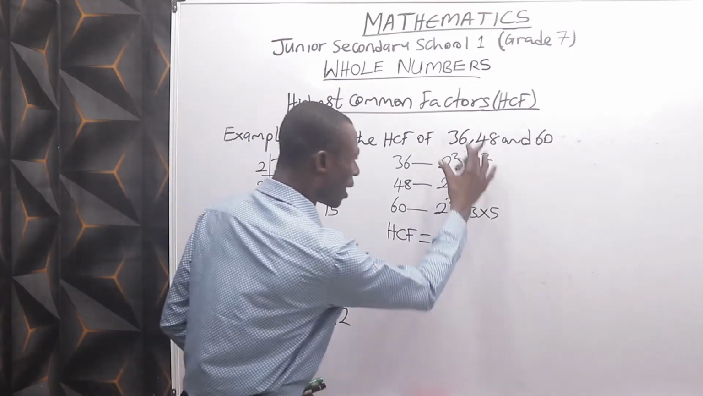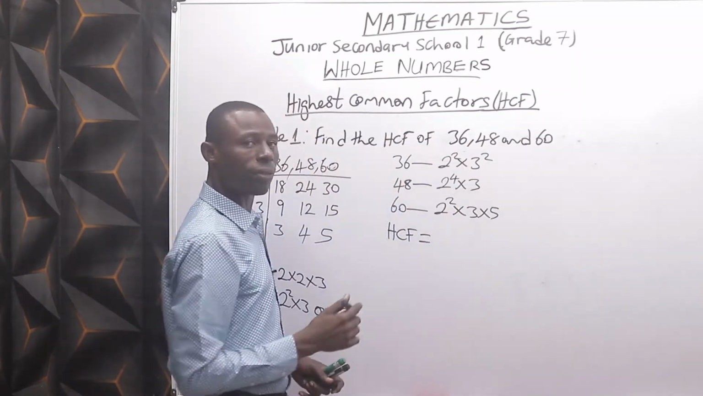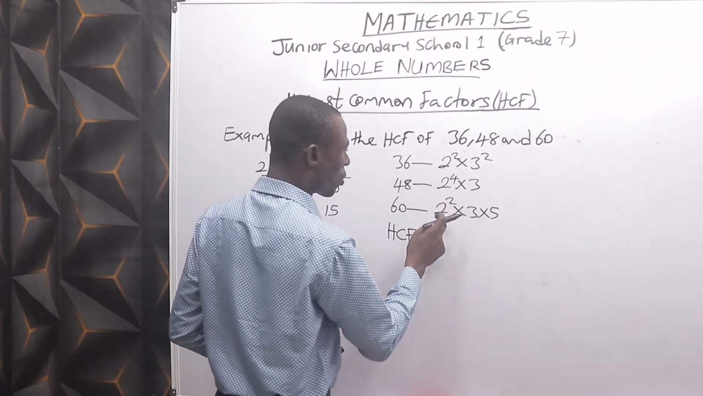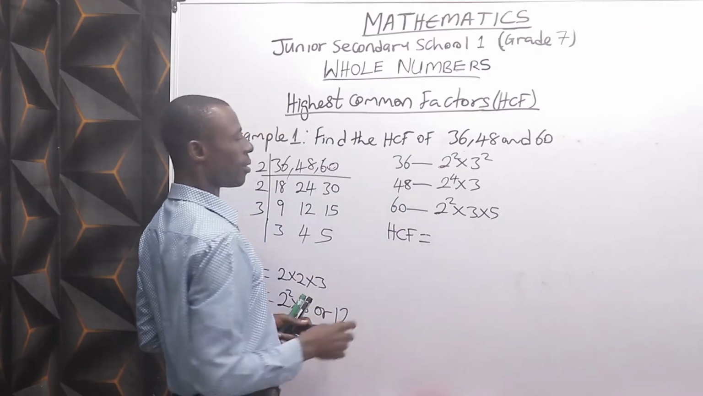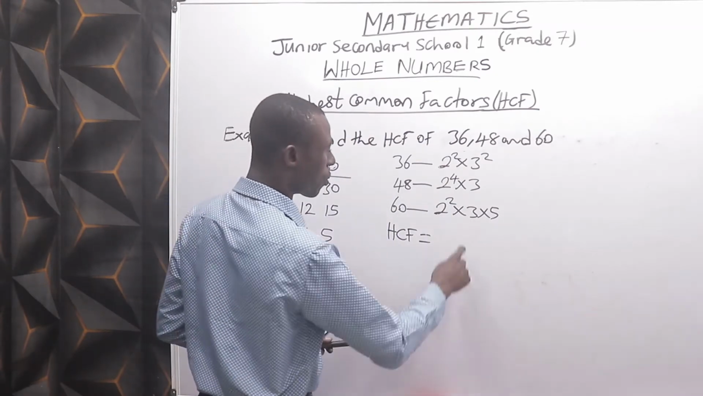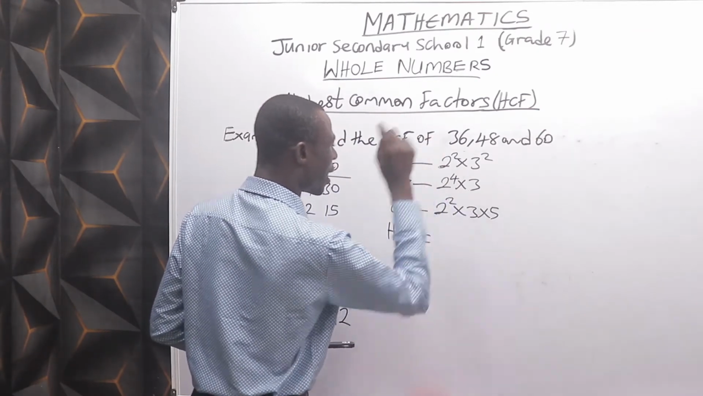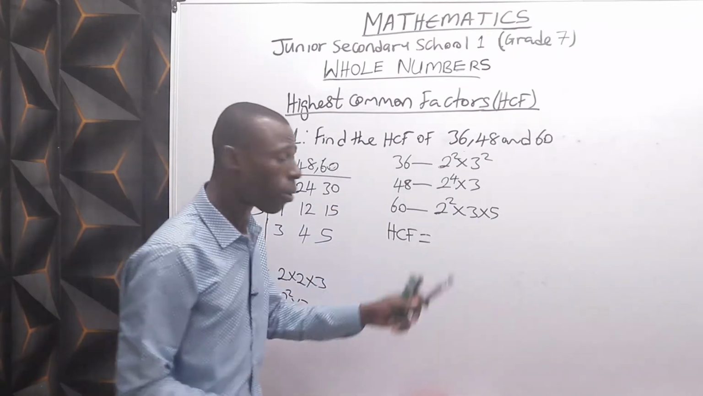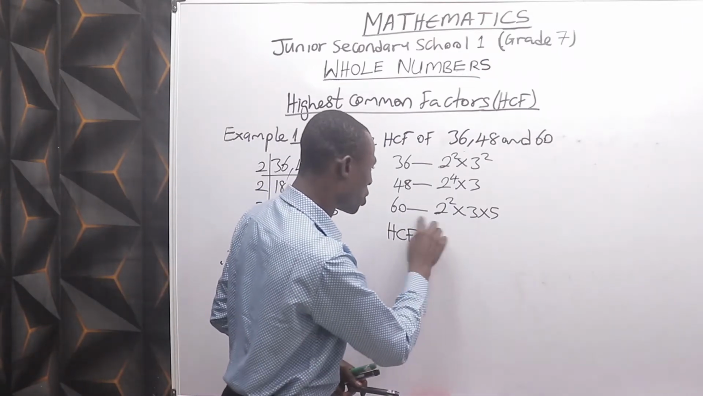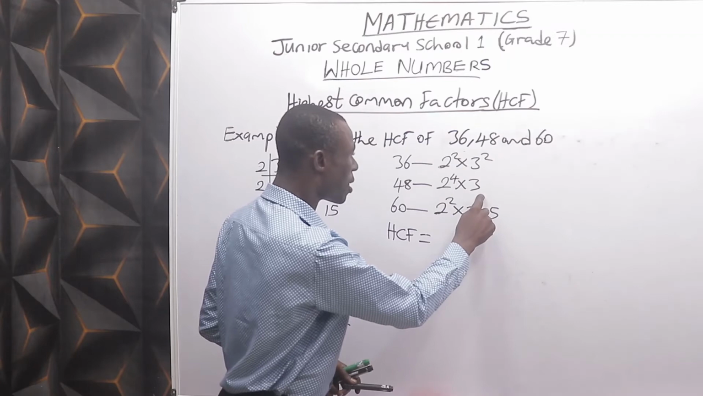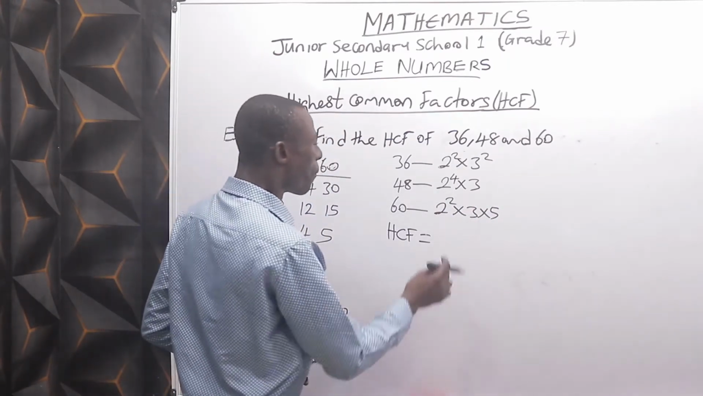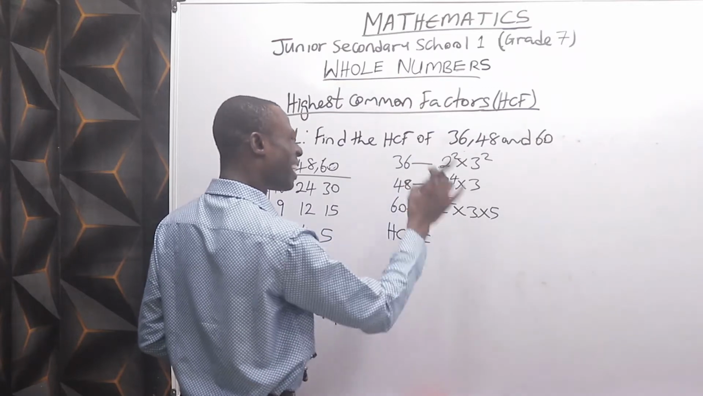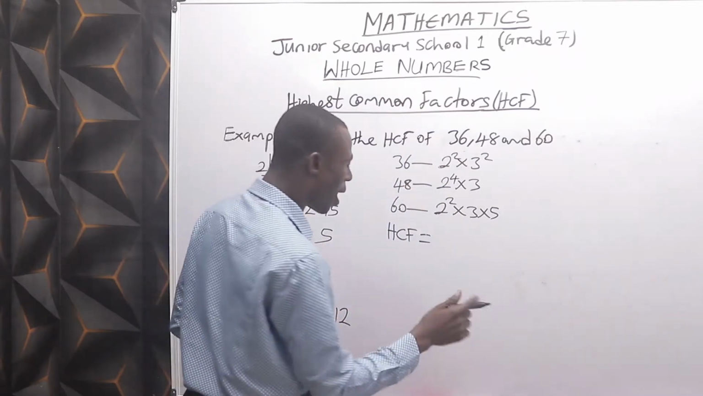Let's go. What are the factors that are common to the 3 numbers? You can see that factor 2 is common because factor 2 is here, here, and here. Factor 3 is also common. Factor 3 is here, here, and here. Factor 5 is not common. Factor 5 is present with 60, is not with 48, is not with 36. Therefore, pick those common factors in their lowest power.